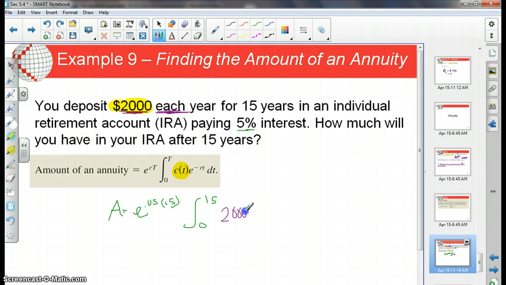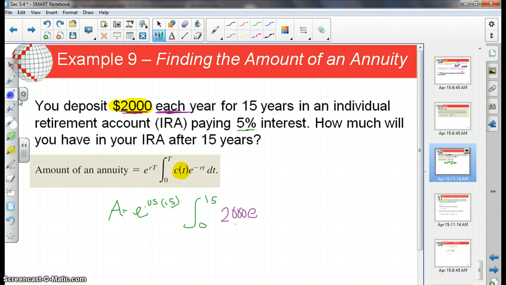So it's the regular payments that we're going to do. So we're going to deposit $2,000. E is the constant, negative r. We're going to use, again, our rate of 0.05. Now, careful, this is a small t. The capital T was 15 years. The small t remains the variable.